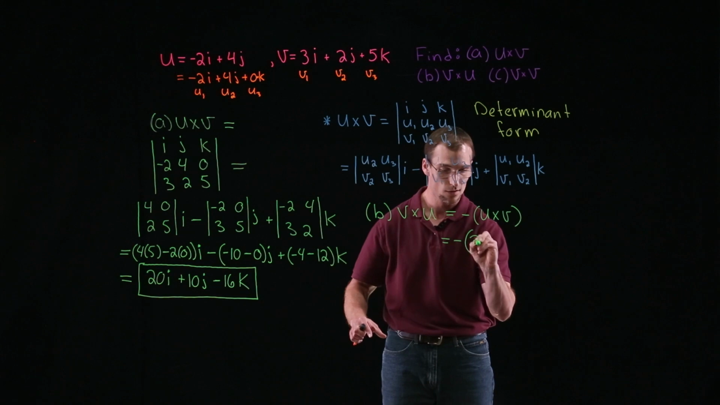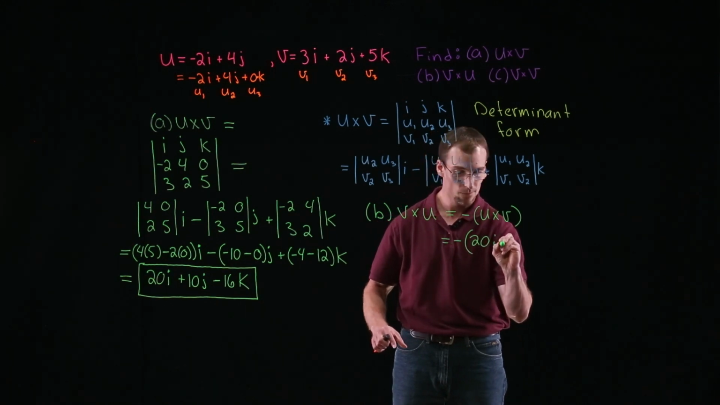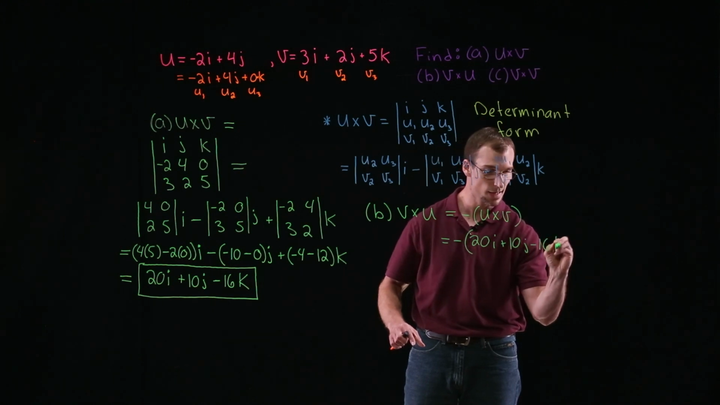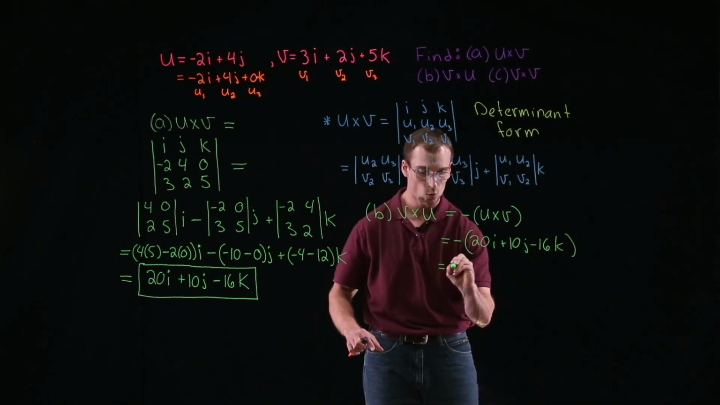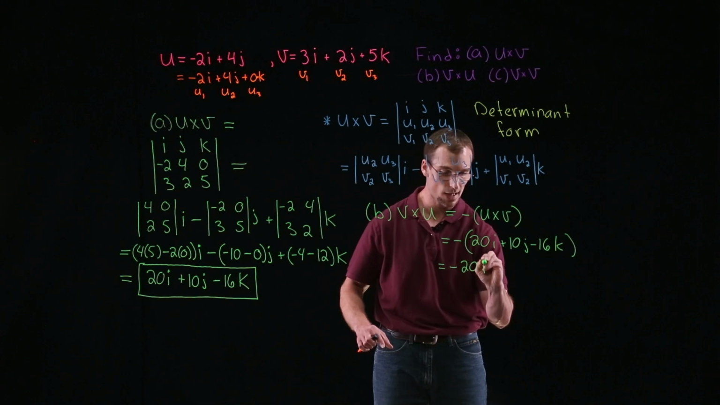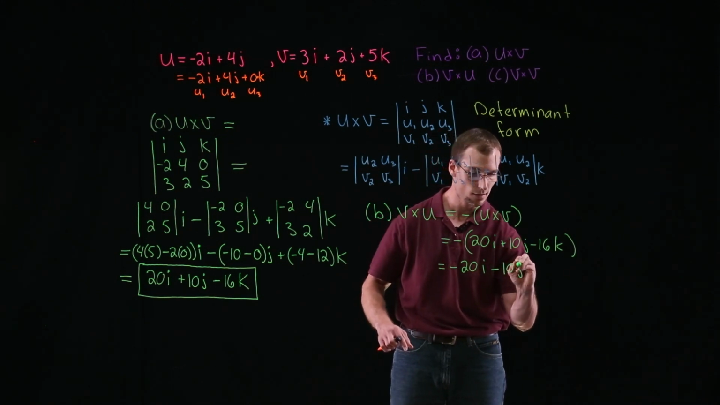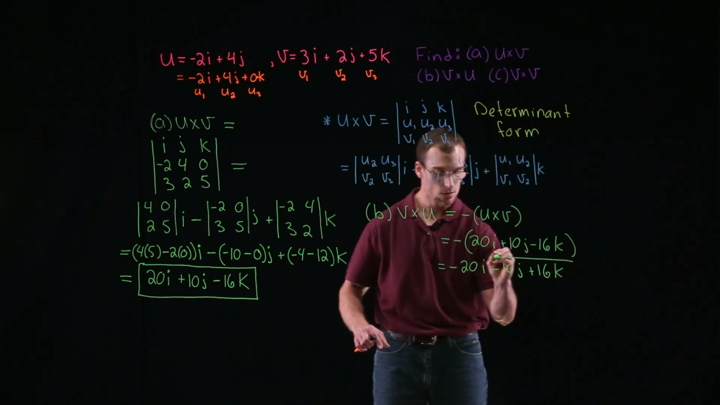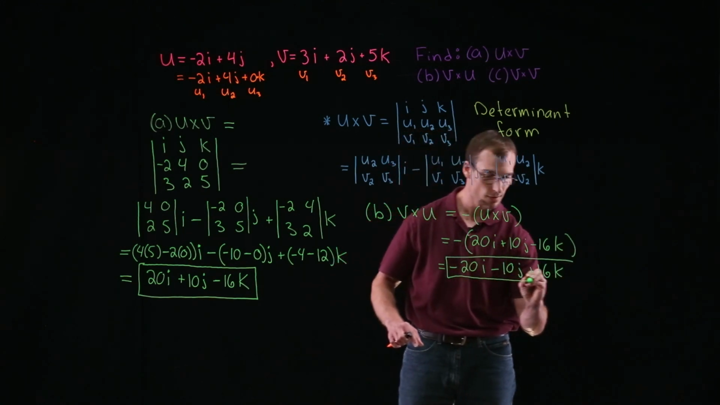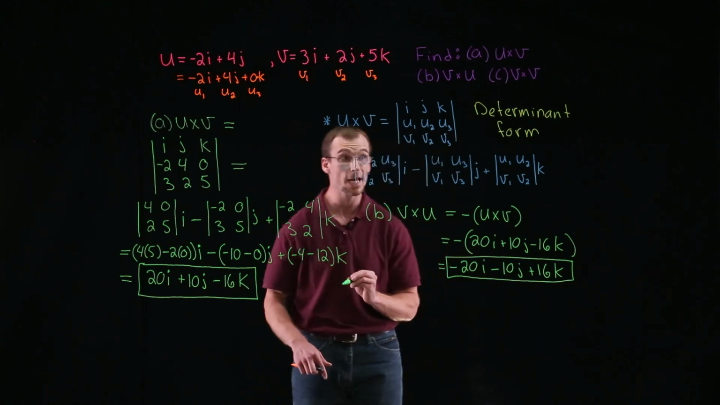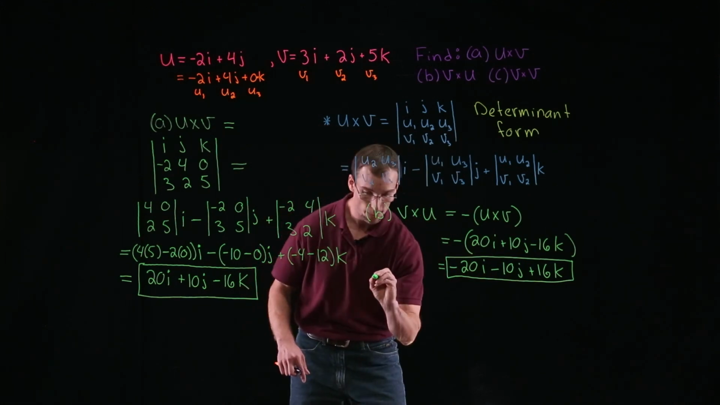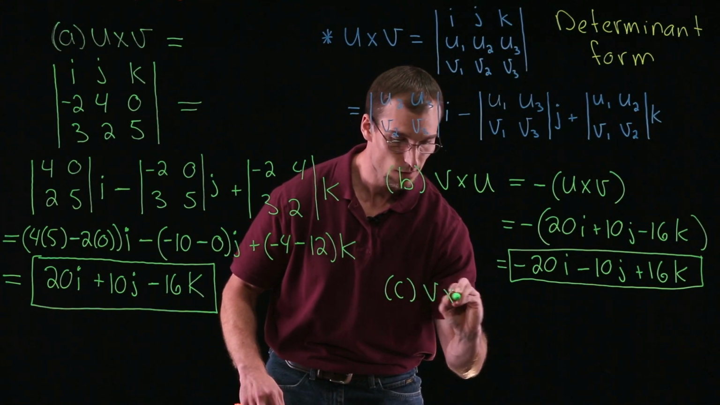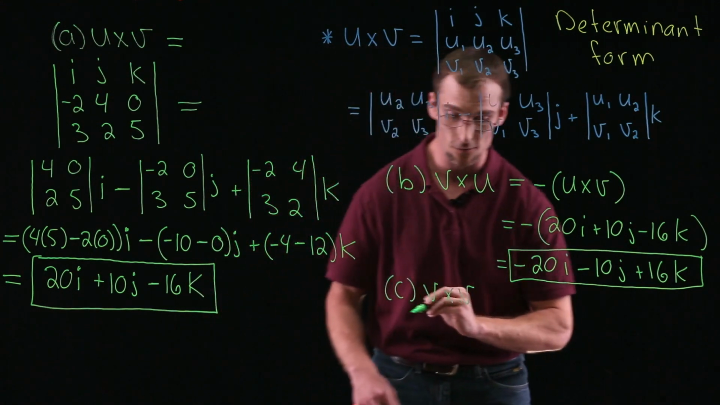So negative of 20i plus 10j minus 16k, or negative 20i minus 10j plus 16k. So there's our cross product, v cross u. And lastly, we're going to find C, the cross product v cross v, with itself.